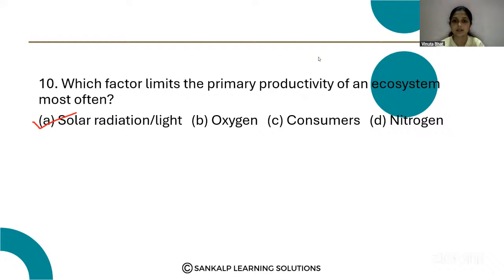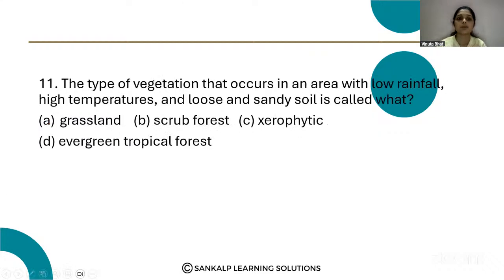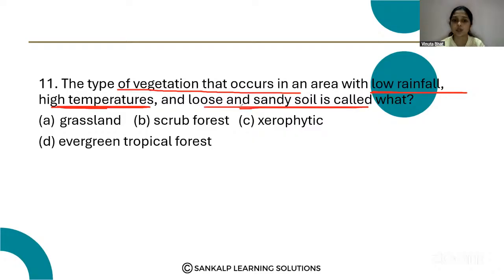Question number 11, the type of vegetation that occurs in an area with low rainfall, high temperature and loose and sandy soil is called as. So, the vegetation type, what is it called? With low rainfall, high temperature and loose and sandy soil, so that is called as grassland. Grassland means where you can see more rainfall.